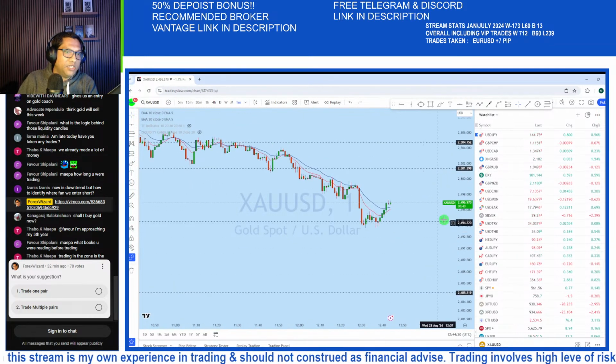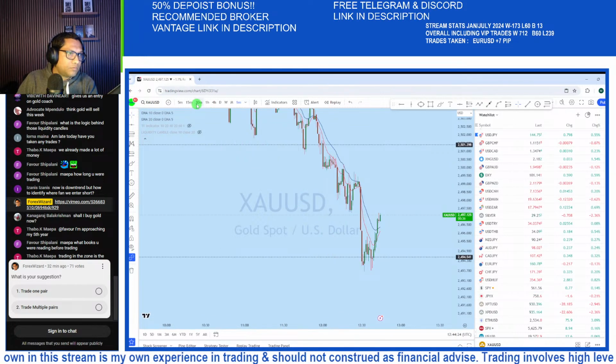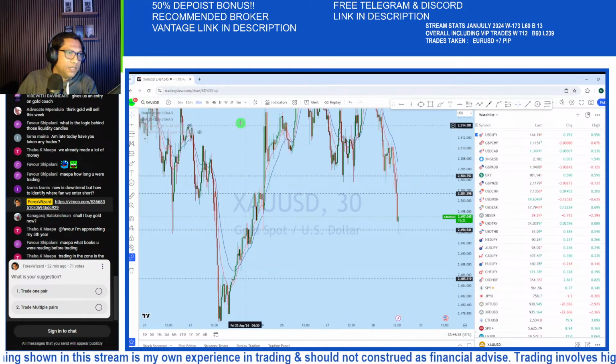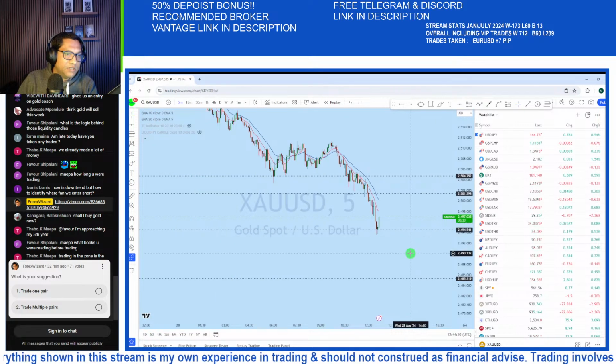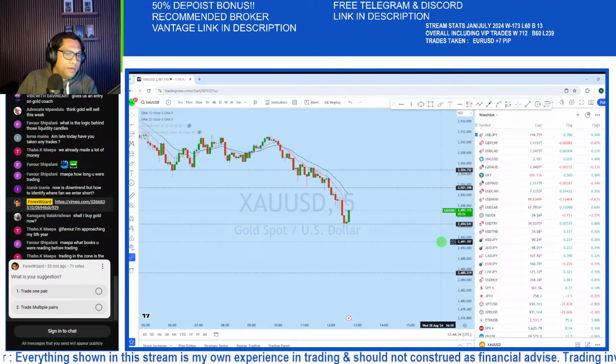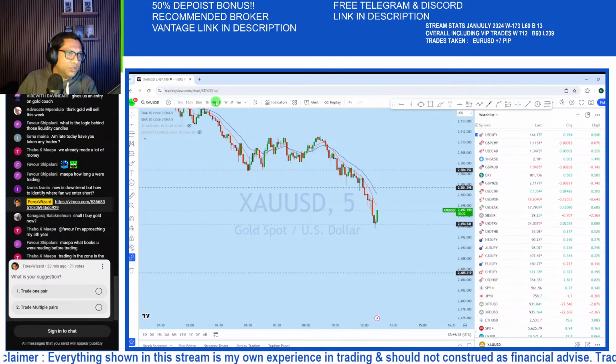So this is the 1 minute chart on gold. We can see there is a 1 minute rejection. From the 30 minutes you also see that there's a rejection. Looking at the 5 minutes, yeah, this local bounce is important to see.